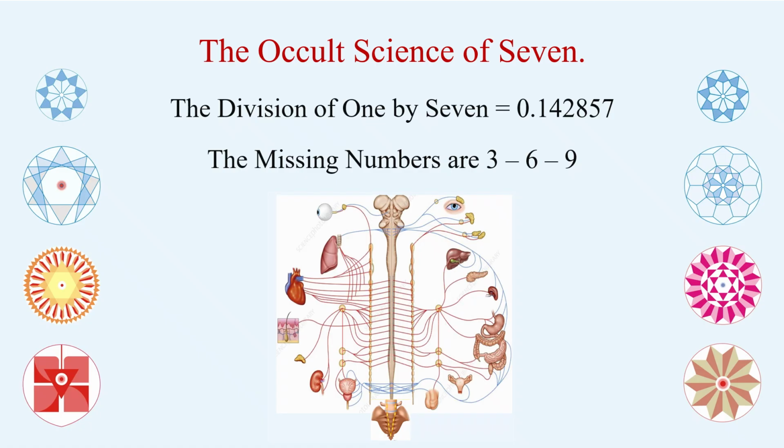What is interesting in this particular concept is that 6 digits are there, and 3, 6 and 9 are missing. Why they are missing, we will explain as I move on. But first, let's understand 7.